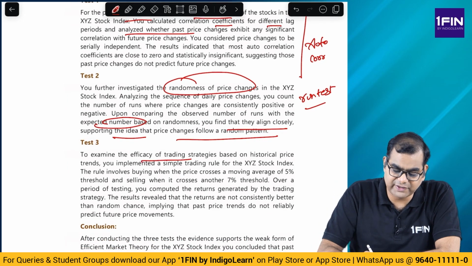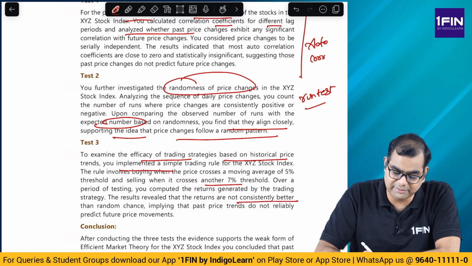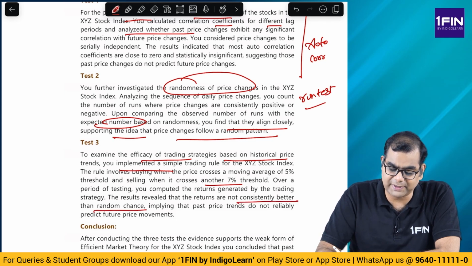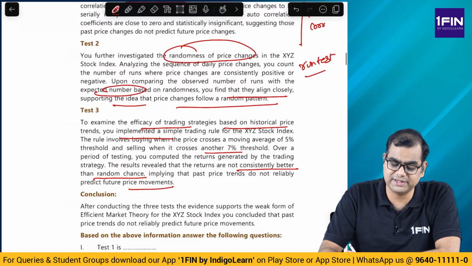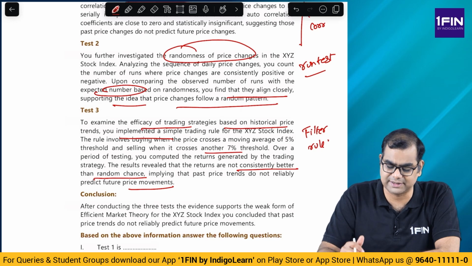To examine the efficacy of trading strategies based on historical price trends, you implemented a simple trading rule for XYZ index. The rule involves buying when the price crosses a moving average of 5% threshold and selling it when it crosses another 7% threshold. Over a period of testing, you computed the returns generated by the trading strategy. The results revealed that the returns are not consistently better than random choice, hence implying that the past trends do not reliably predict future price movements. So, what is this kind of test? This is a filter rule test. You set a filter, and based on the filter you take actions. Every 5% I buy, every 6% I sell, something like that.